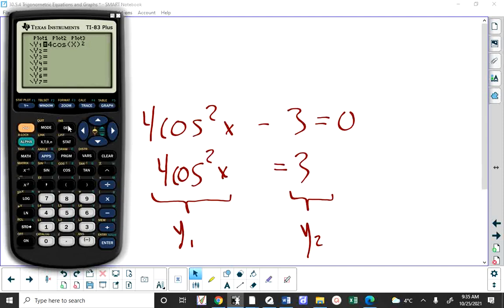Right? So I'm just moving the 3 over. And now I'm going to graph 3. My window settings should still be good. There's 4 cos squared of x, and there's y equals 3.